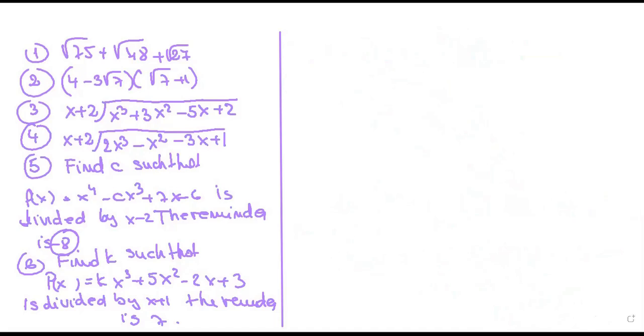Okay, let's see, 6. So when P of K is divided by X plus 1, the remainder is 7. So first step, we do X plus 1 equal 0, so x equals minus 1. And we say that P of negative 1 is the remainder, which is 7. Good?